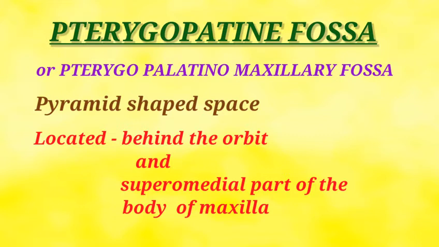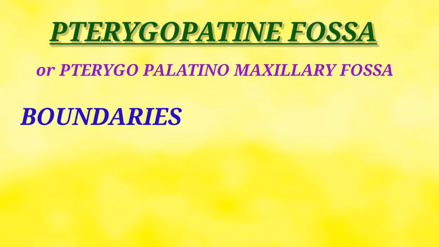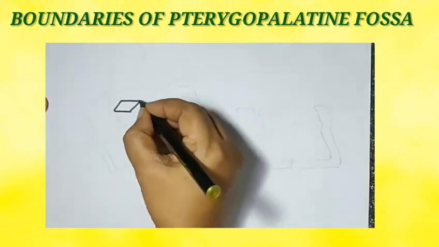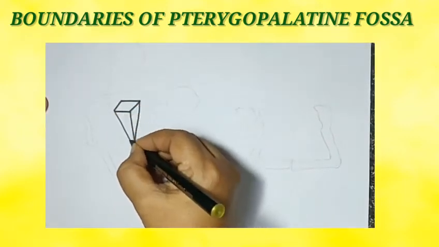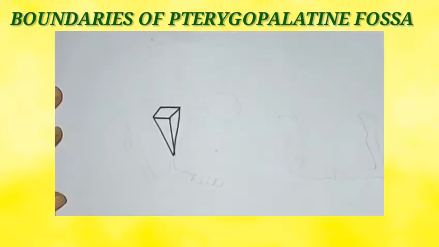We will discuss the pterygopalatine fossa under the following topics: the boundaries of the pterygopalatine fossa, the openings related to the boundaries, its communications, and the contents of the fossa. First, let's know about its boundaries with a schematic diagram. Let's consider this pyramid to be the pterygopalatine fossa. It has 6 boundaries, namely anterior, posterior, above, below, medial and the lateral boundaries.